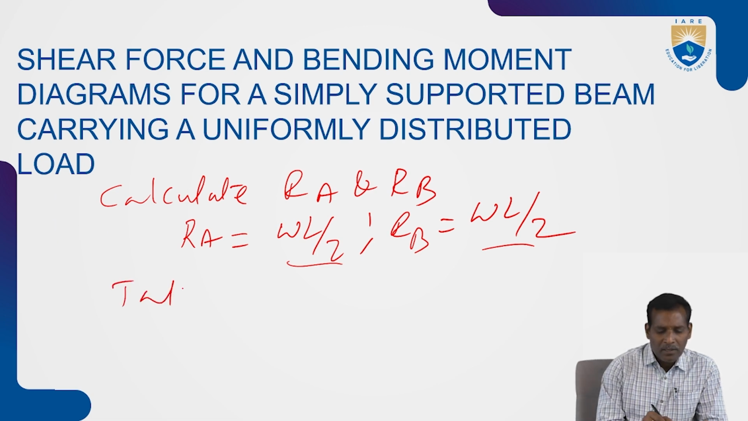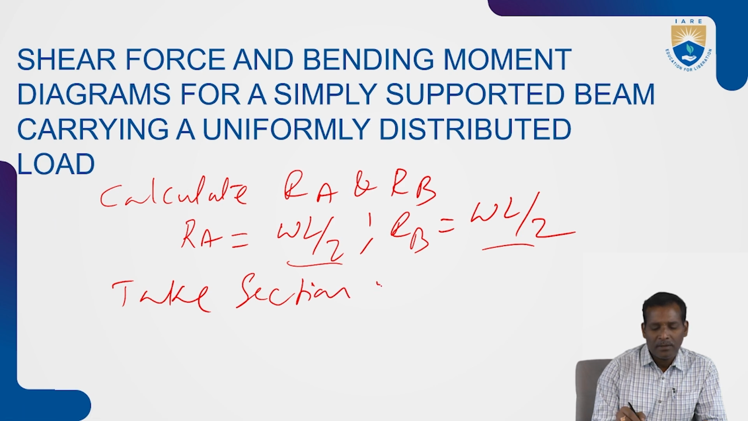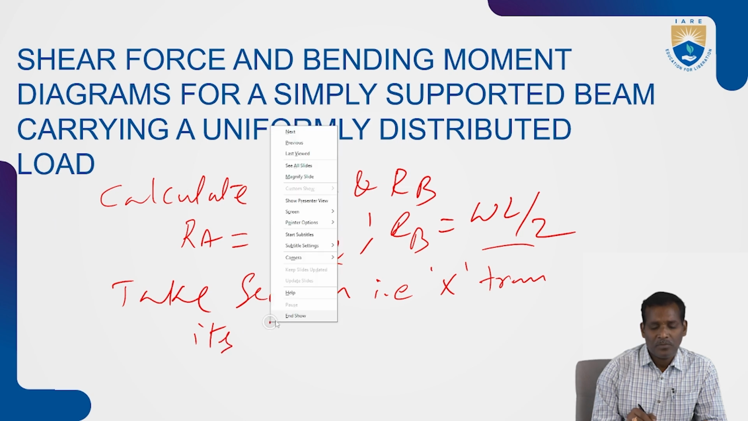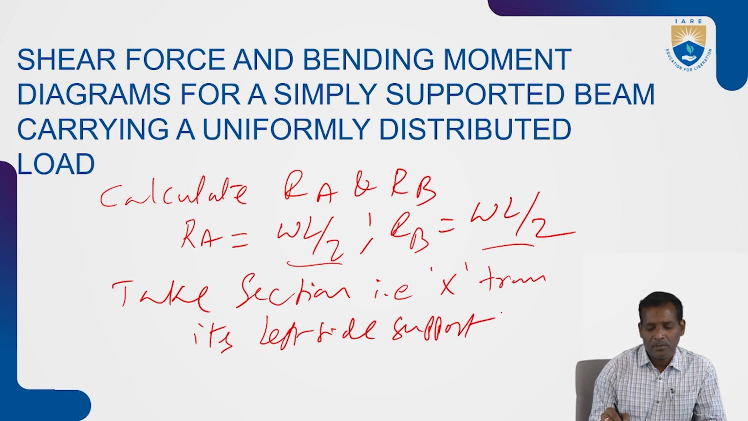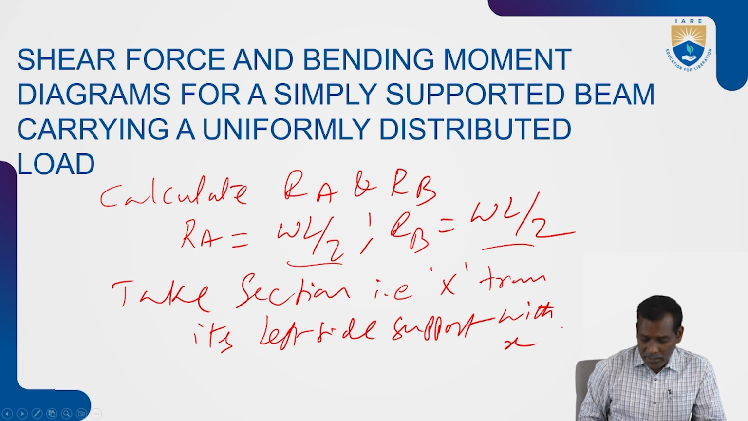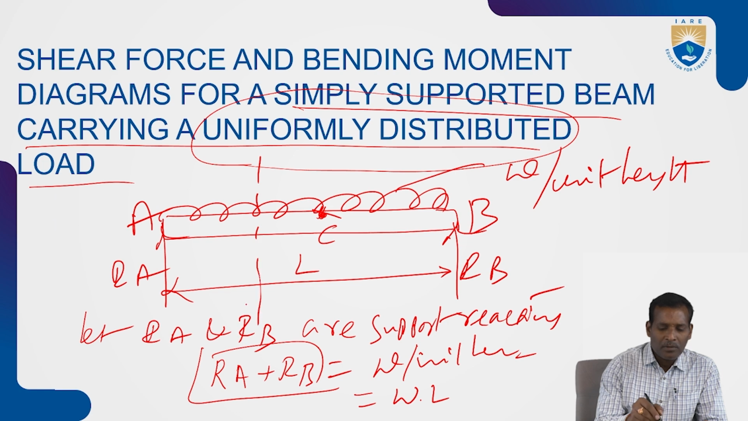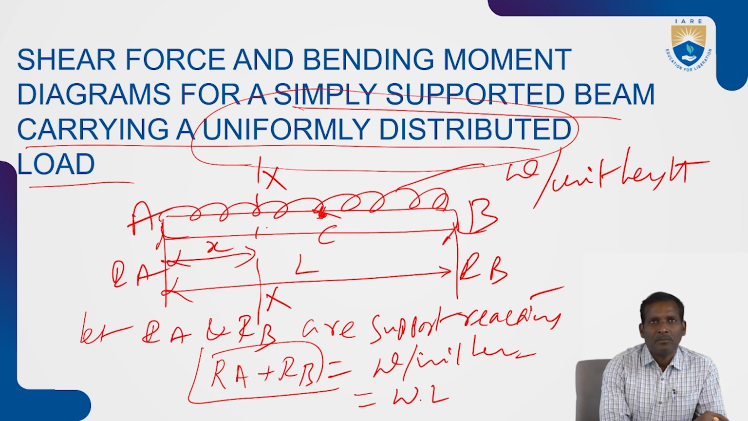So now take a section X from its left side support, that is RA, with the distance X. So take section XX with the distance X. Clear?